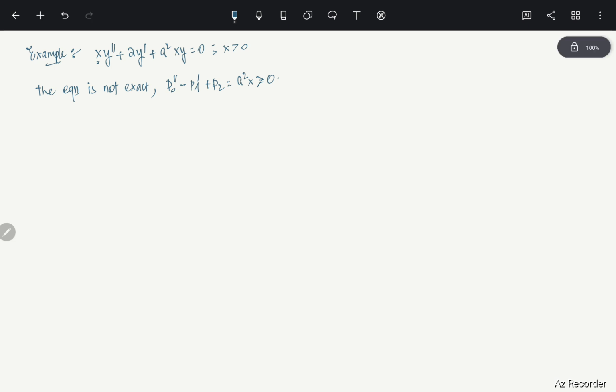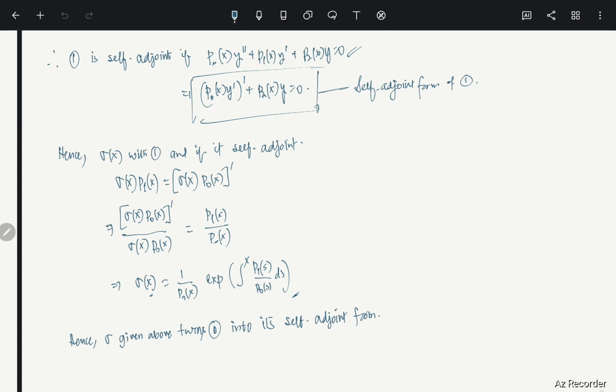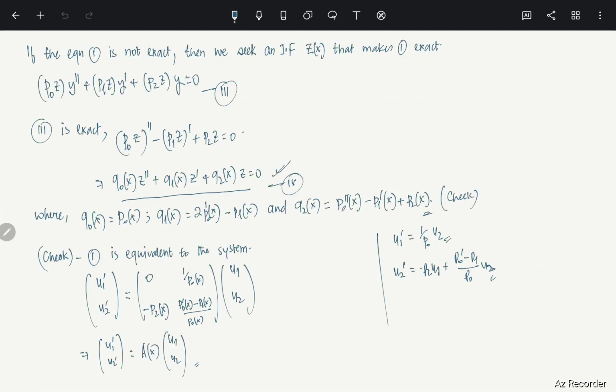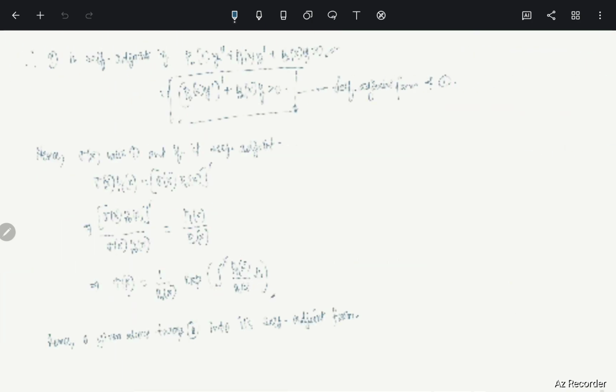And what about its adjoint? Its adjoint equation is given by x z double prime minus 2 z prime plus a square x z. That's the adjoint equation. Where is it? I wrote it somewhere, no? Where is the adjoint equation? This one, the 4, is the adjoint equation.